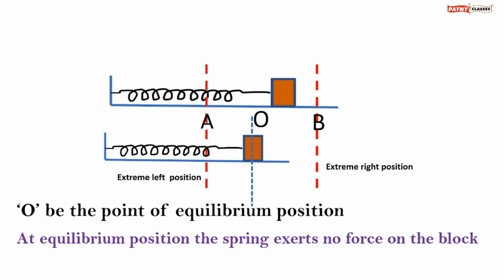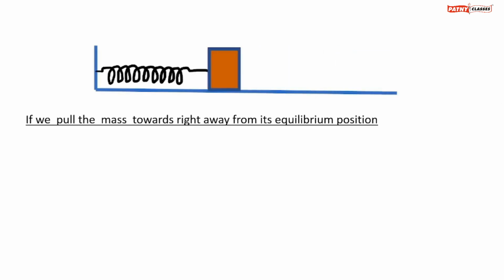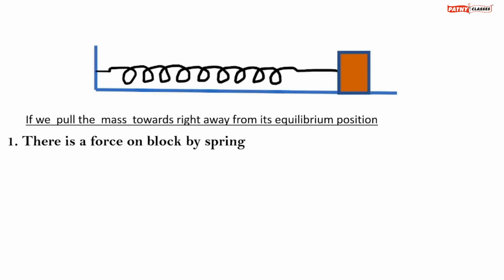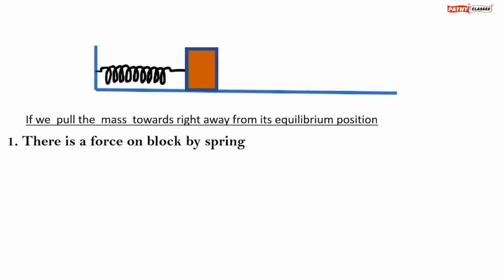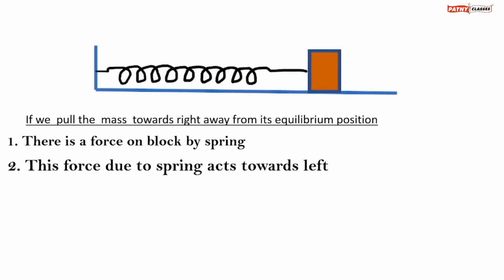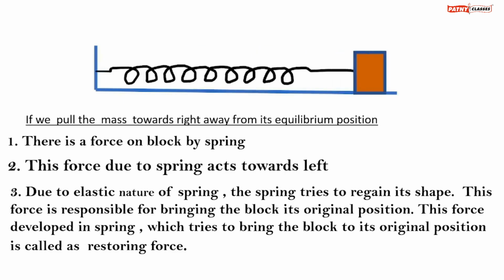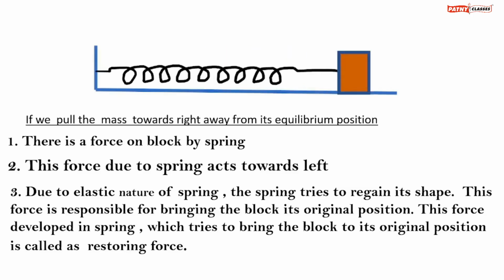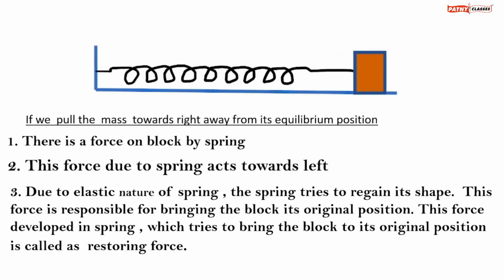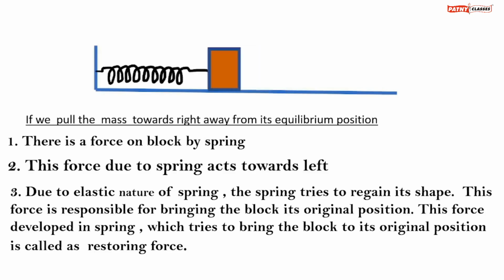At equilibrium position, the spring exerts no force on the block. If we pull the mass towards the right, away from its equilibrium position, then there is a force on the block by the spring. This force pulls the block towards the left. Due to the elastic nature of the spring, it tries to regain its shape. This force is responsible for bringing the block to its original position. This force developed in the spring, which tries to bring the block to its original position, is called restoring force.